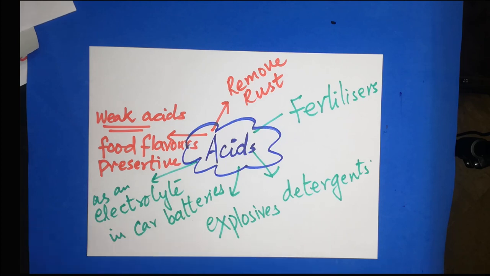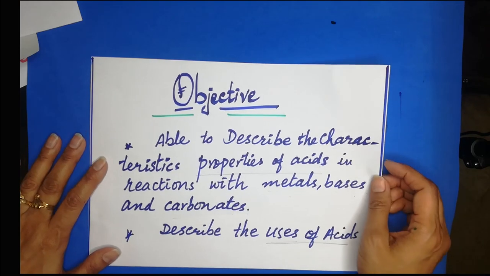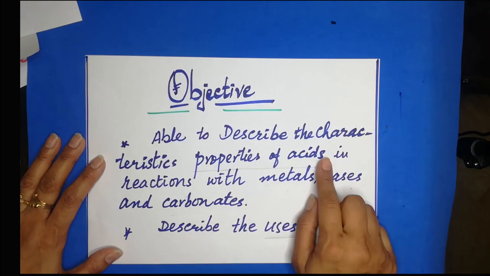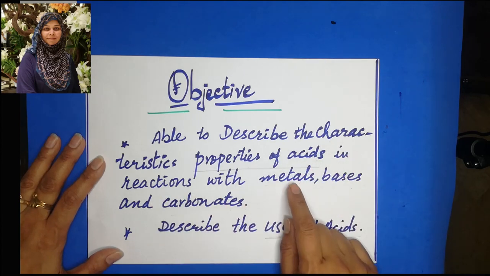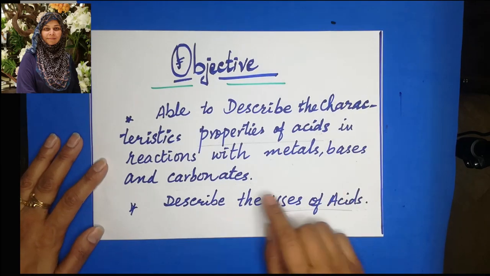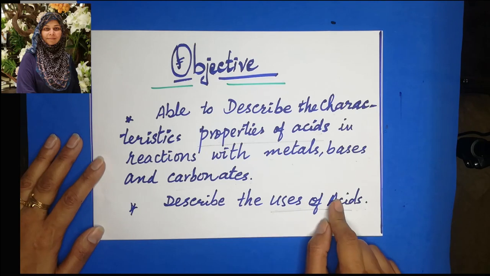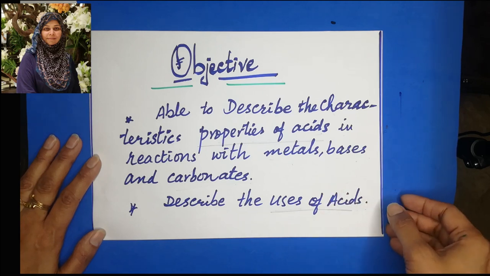And now we are going to have a look at our objectives, whether we have completed our task in this lesson. Okay, now we have learned the properties of acids and the reaction of acids with metals, with bases and with carbonates. And we have discussed the uses of acids as well. I hope you learned a lot in this lesson. Do the practice of these equations. Then you will be able to get good grades. Practice and consistency is the key of success.